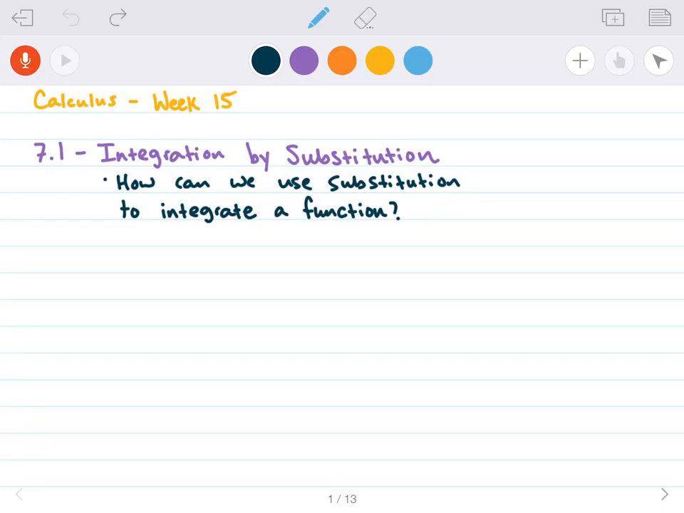Hey guys, in this video we are going to talk about 7.1, integration by substitution. And this is actually going to be the last topic we cover in Calc 1.